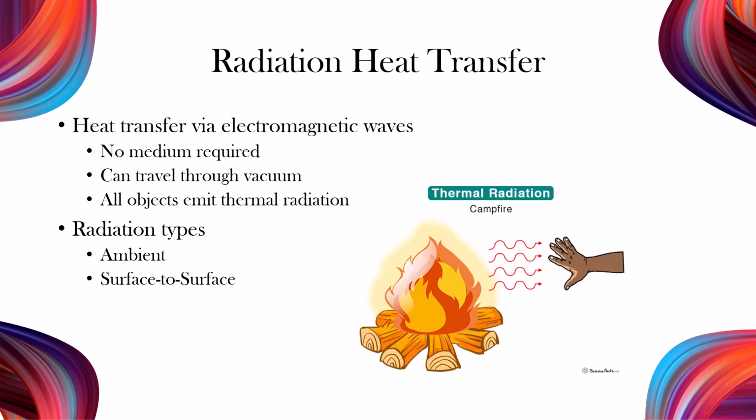Ambient radiation refers to heat transfer between a surface and its surroundings, such as the environment or an open space. Surface-to-surface radiation, on the other hand, describes heat transfer that occurs directly between two or more surfaces. This interaction depends on their temperatures, surface properties, and their relative orientations.